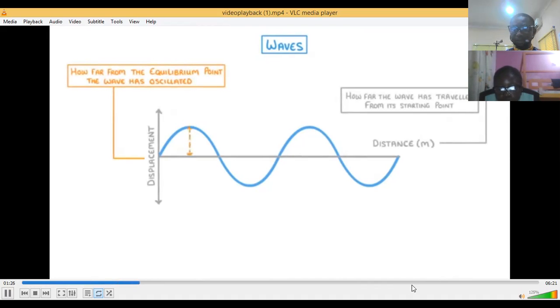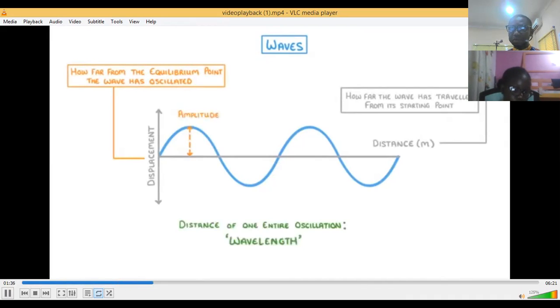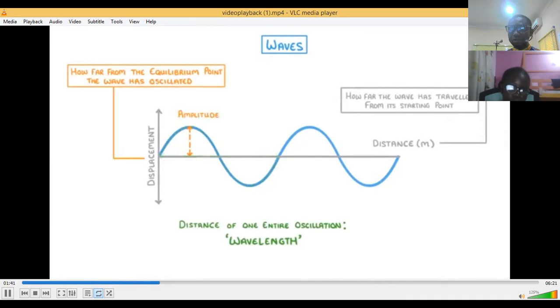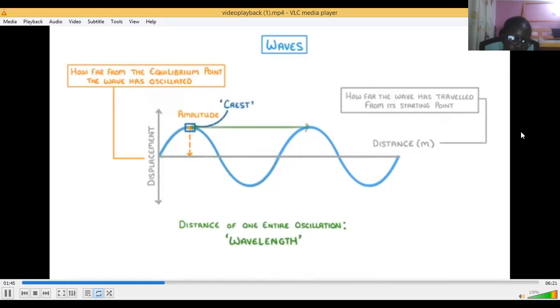The maximum displacement is known as the amplitude, while the distance of one entire oscillation is called the wavelength. So that could be from equilibrium, up, down, and back up. Or it could be from the very top of a wave, which we call the crest, down and back up to the next crest. It just has to be one entire oscillation. And the opposite of the crest is called the trough.